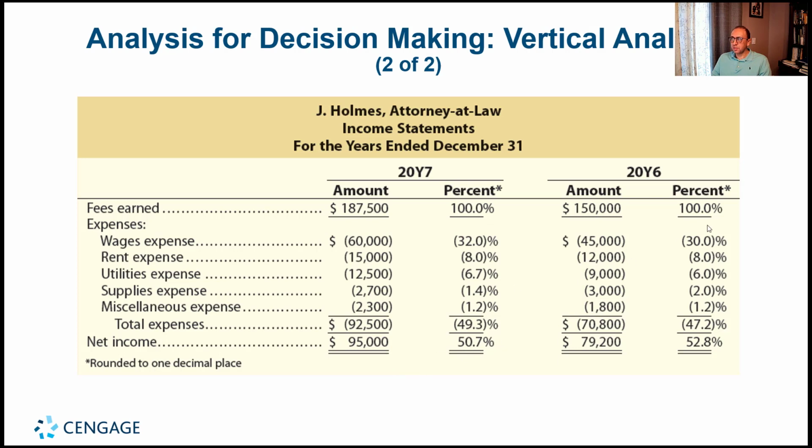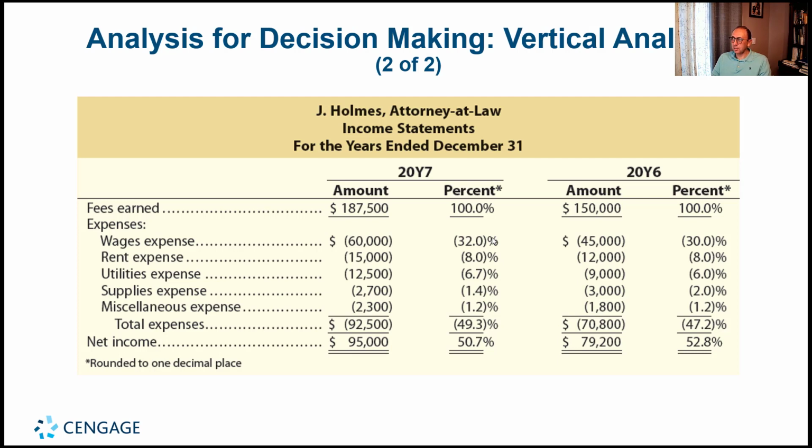How was that last year? For last year, if we look at the 79,200 divided by the 150, that's 52.8%. So we used to be 52.8, now it's 50.7. So 50% of our fees earned is translated into net income. It used to be slightly higher in the previous year. You can see that wages expense used to be only 30%. Now it's 32% of our fees earned.